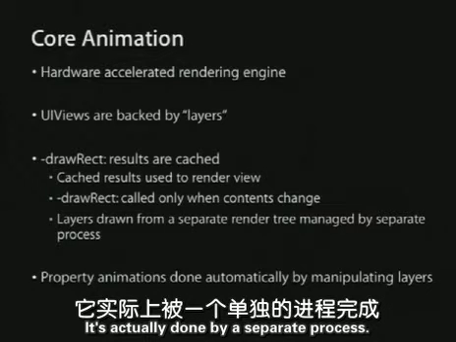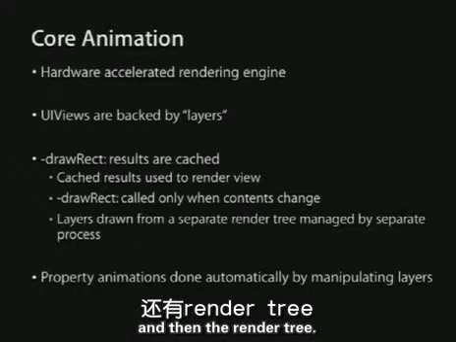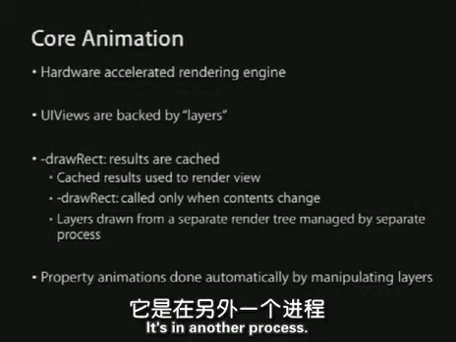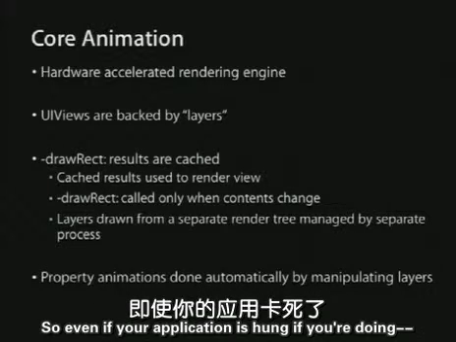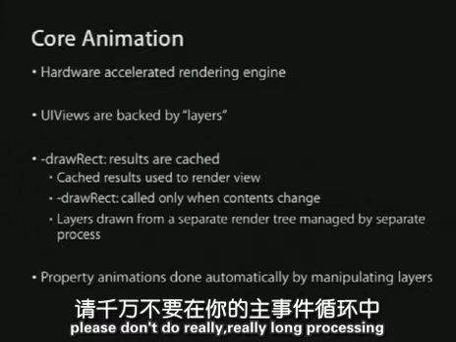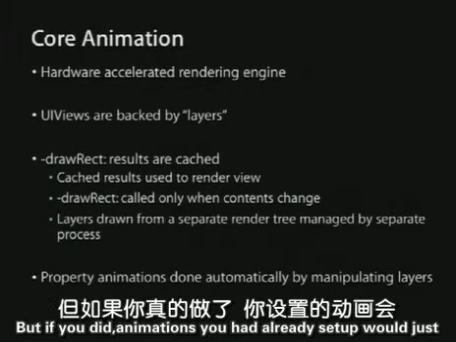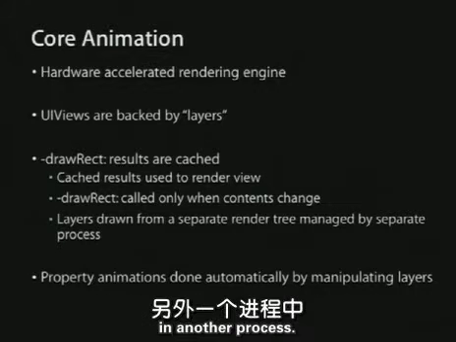It's actually done by a separate process. I mentioned that there's the layer tree, the presentation tree, and then the render tree. The render tree is the thing that is actually the cached result of all these. It's in another process. It's not even in your application. So even if your application is hung, if you're doing, please don't do really, really long processing on your main event loop and block processing of touches and stuff. But if you did, animations you had already set up would just keep running because they're actually happening in another process.